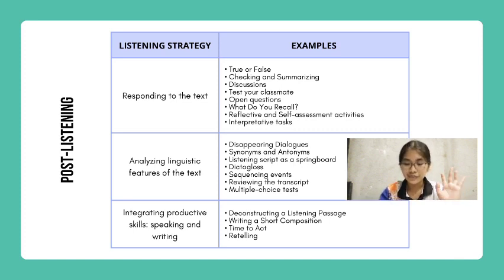Third one is time to act. As the name suggests, the students will act out or role play what they have listened to. But not all. They may just identify certain scenes or chosen scenes from the passage that they have listened to, and then create a skit and perform that. This shows understanding and comprehension of the passage that the students listen to.